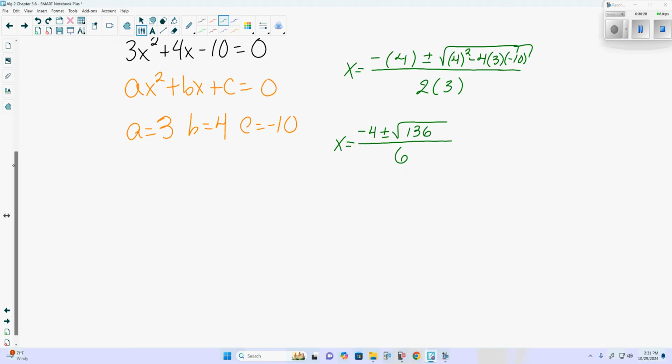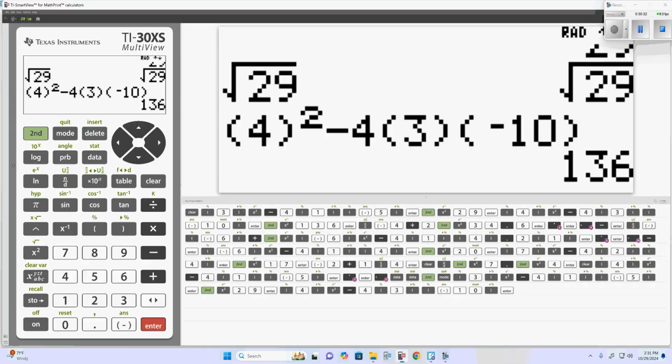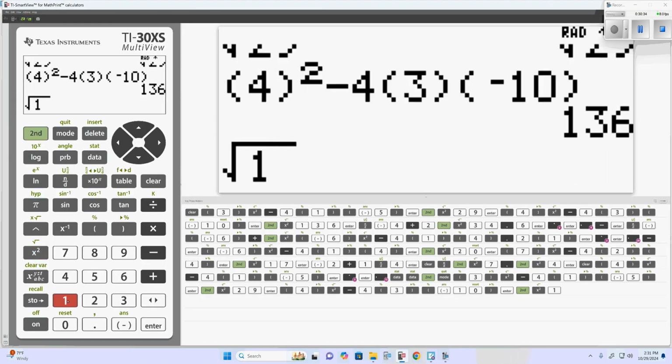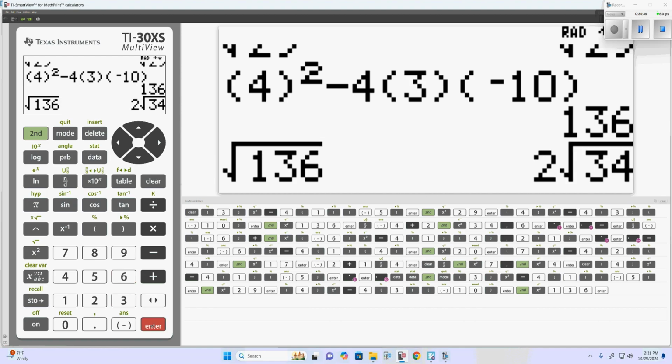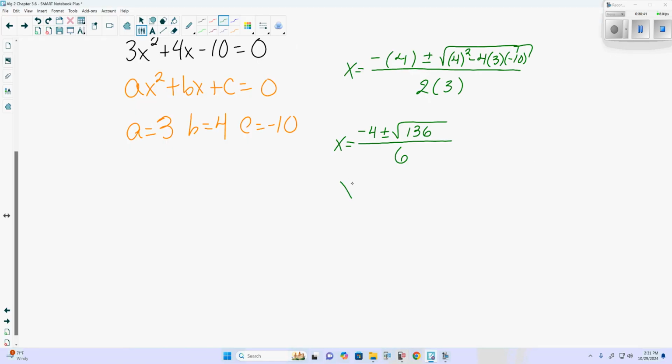Questions on how we got to this point here? Well, let's check and see if the square root of 136 reduces. It does indeed. Negative 4 plus or minus. It does not reduce to a single number, no. But it does reduce a little bit, because we can take it from the square root of 136 to 2 square root of 34.